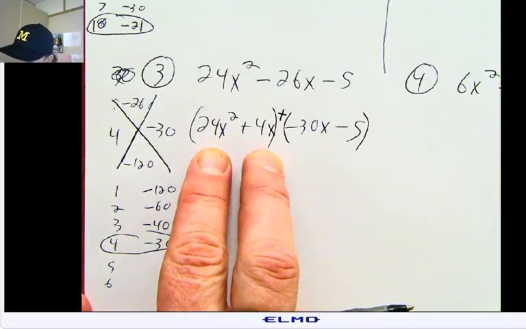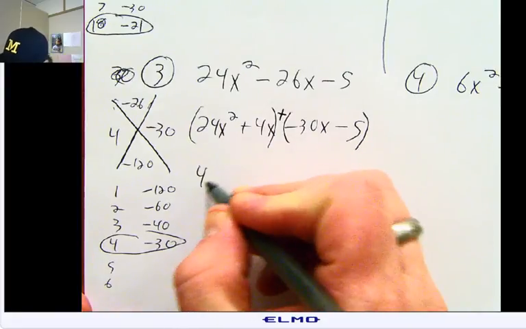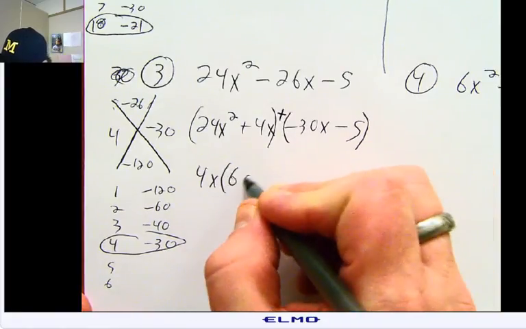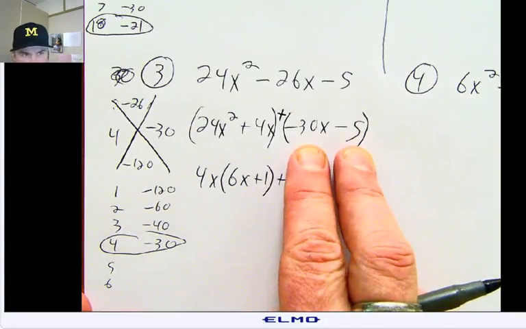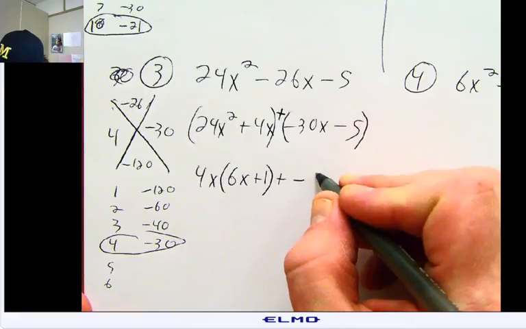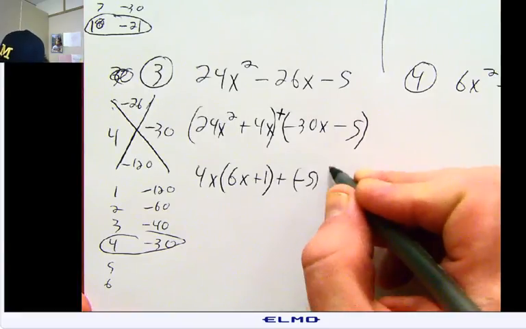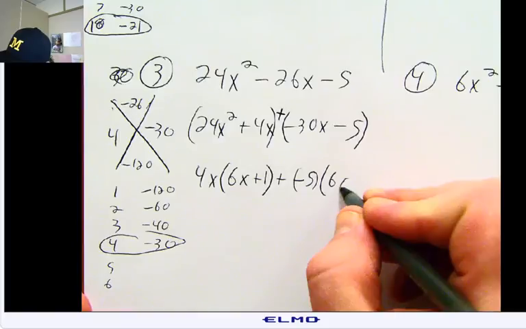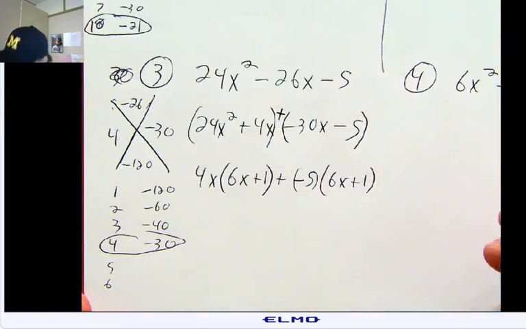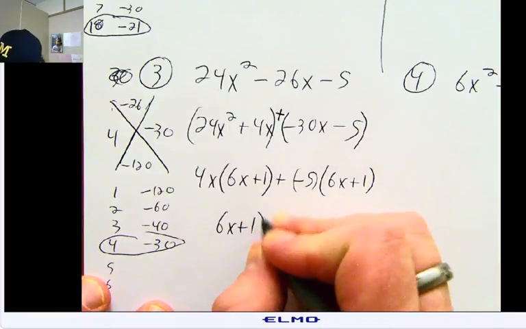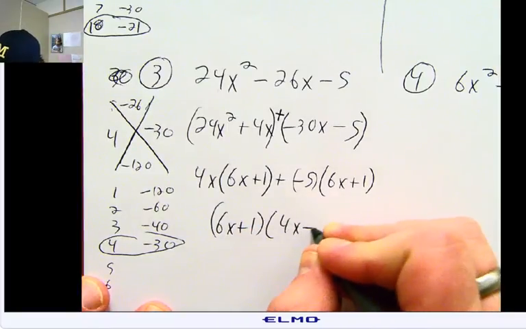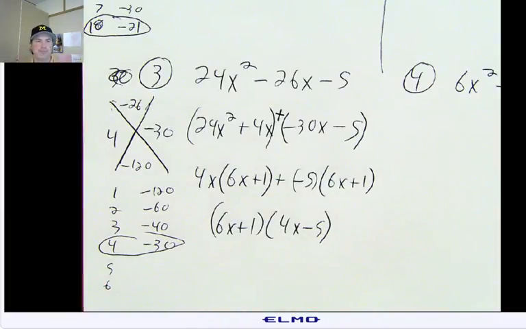What do these two things have in common? A 4x. So if you factor out a 4x, what's left on the inside is 6x plus 1. Plus, what do these two things have in common? Well, they're both negative and they're both divisible by 5. And if I factor out a negative 5, what's left on the inside is 6x plus 1. And because these two match, I know I have not made a mistake, and I end up with 6x plus 1 and 4x minus 5. Okay, that's example 2 using Elliott factoring.